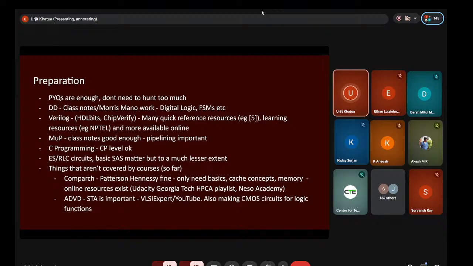Verilog is an important thing. These sites, HDL bits and chip verify, are good to practice it. There are also good learning resources online, and you can refer to reference guides. I've linked one at the end of this presentation. For MUP again, I think class notes are probably good enough. C programming to the level done in the first year course, CP, is fine.